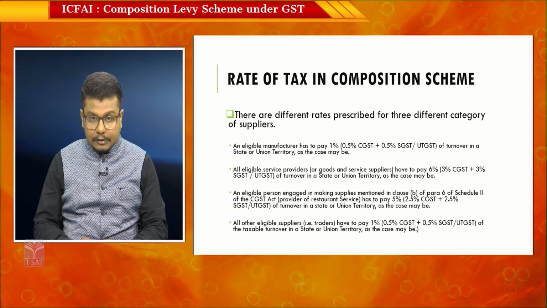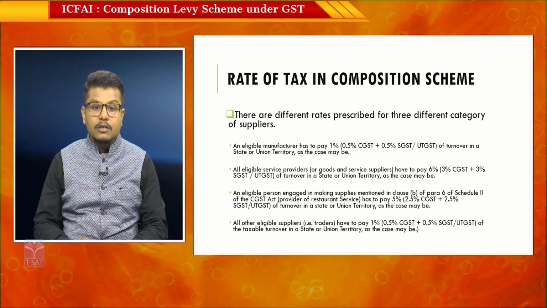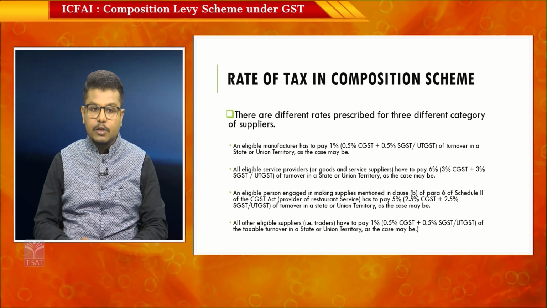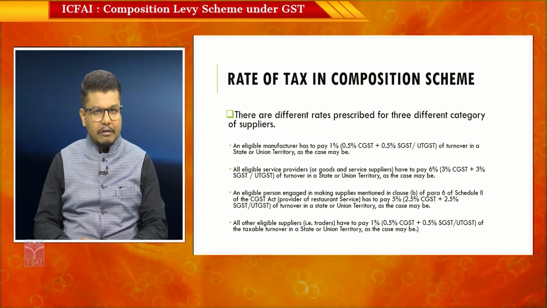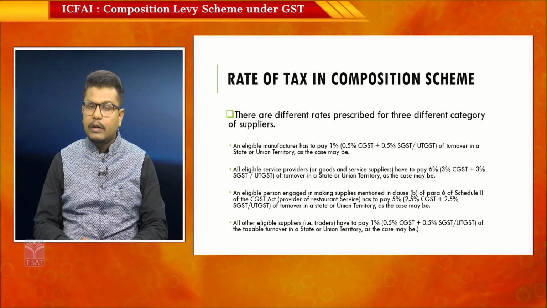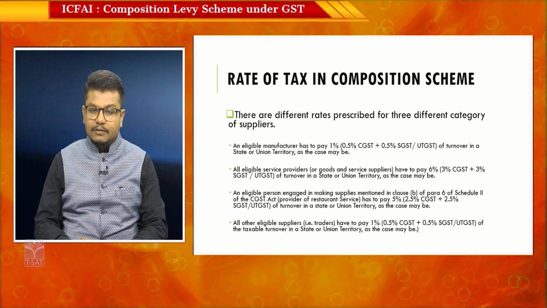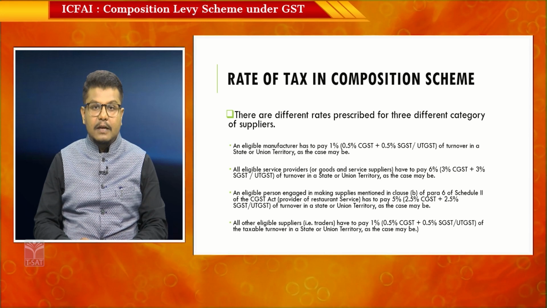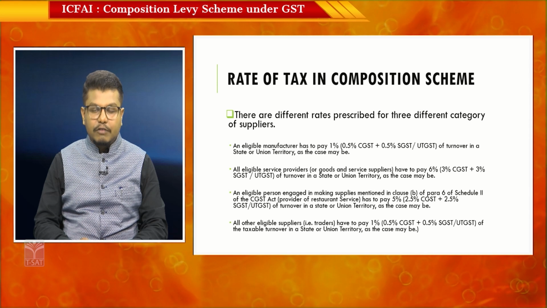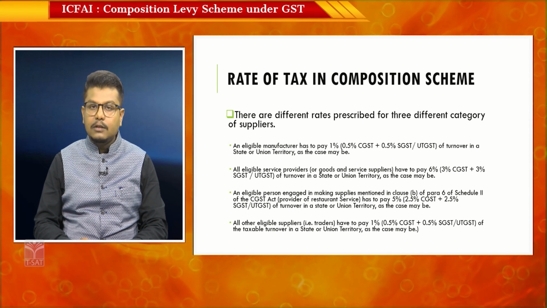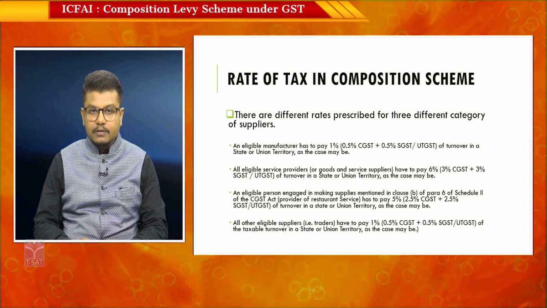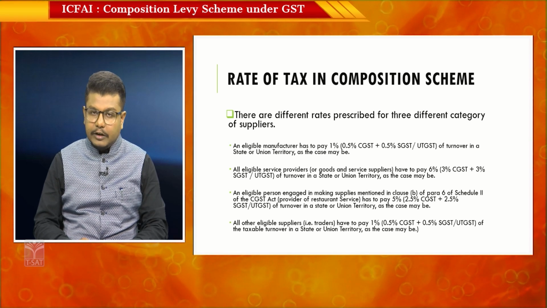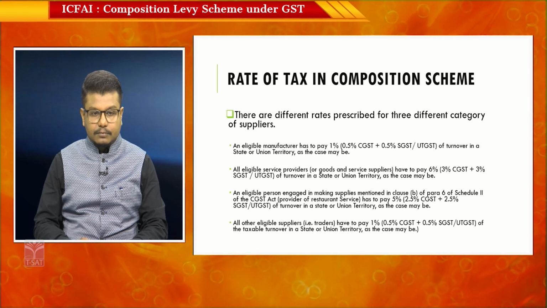All eligible persons who are engaged in making supplies mentioned in clause B of para 6 of schedule 2 of the CGST Act, hereby we are referring to those who are engaged in hospitality service or hotel service or restaurant services. They have to pay a tax of 5%, and in a similar manner half the portion, that is 2.5%, will go to the fund of the state government and 2.5% will go to the fund of the central government.